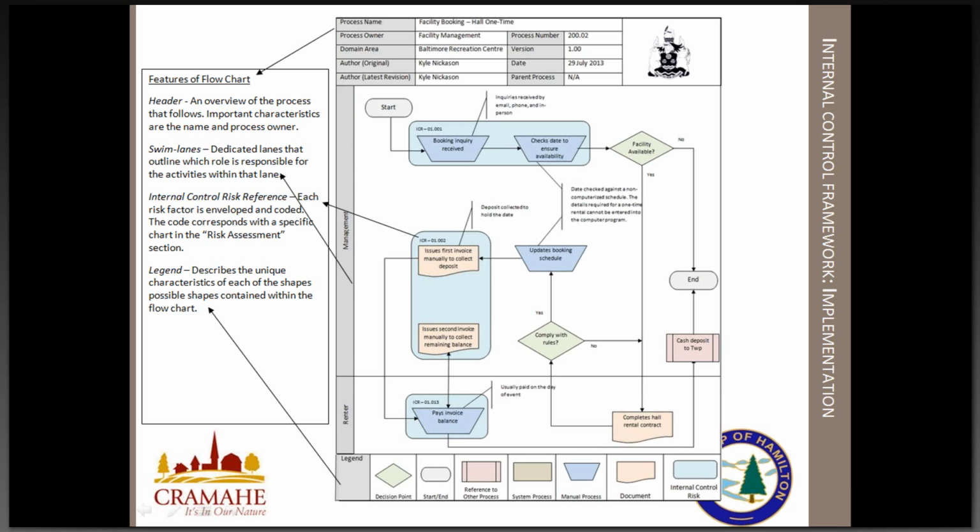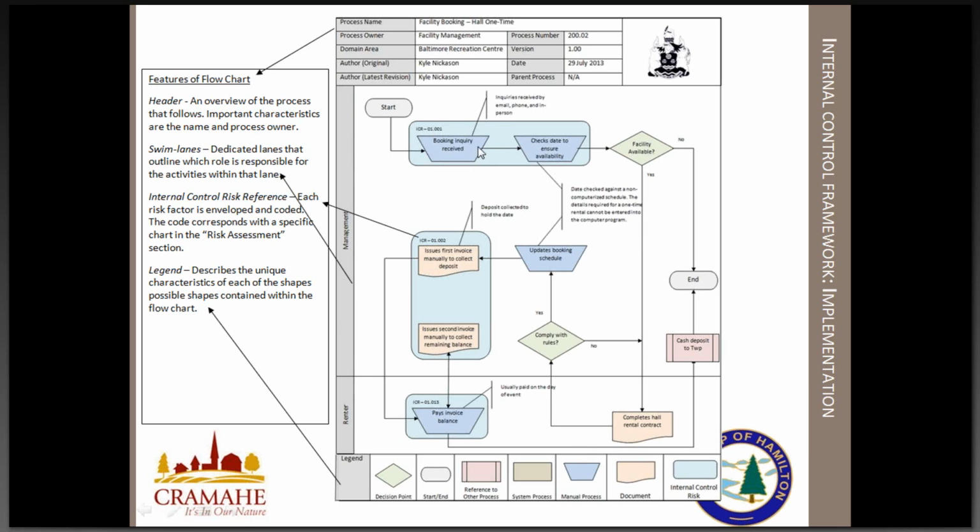Within each swim lane, you'll see a number of different shapes, and each shape corresponds with a different type of task that is being performed. And there's a legend here at the bottom for your reference. However, I will quickly describe the 4 shapes that are contained within this document.